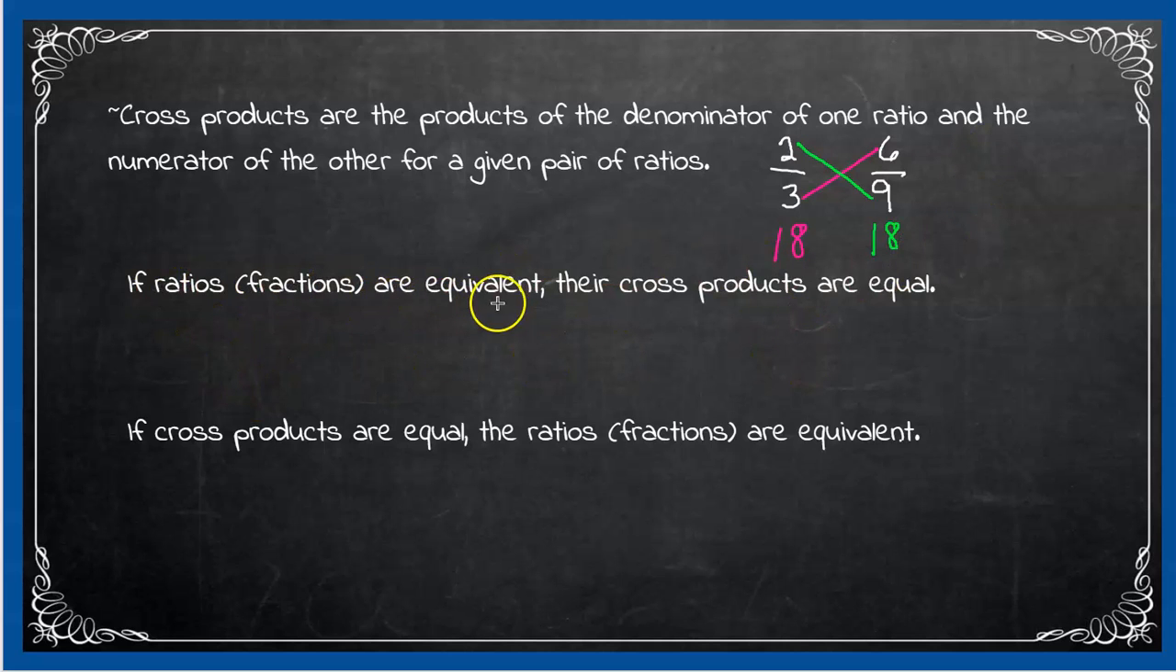This carries me down to this next section. If ratios are equivalent, their cross products are equal. So what that means is if I have two fractions, and let's say there's a missing term. So let's say I have something like 1/2 equals n over 14. And I don't know what n is. Well, I do know, though, that if these two fractions are equal to each other, their cross products, just like this 18 equals 18, will also be equal.